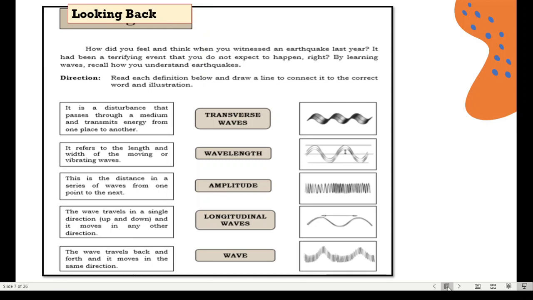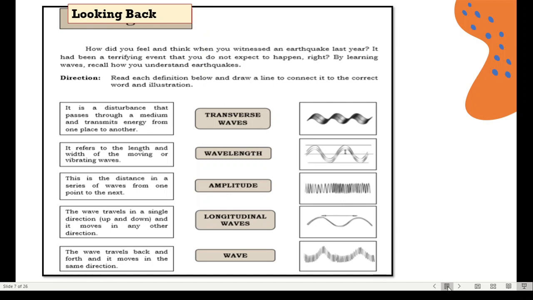So, if you can see on the next page of your module, you have to answer Looking Back. We have already experienced or witnessed earthquakes. So, from here, you're going to connect through lines. You're going to draw lines from the first column boxes, the descriptions. Then, make a line to the correct term in the second column, the boxes at the middle. And then, from the boxes at the middle, you're going to connect it to the correct drawings from the third column of boxes.